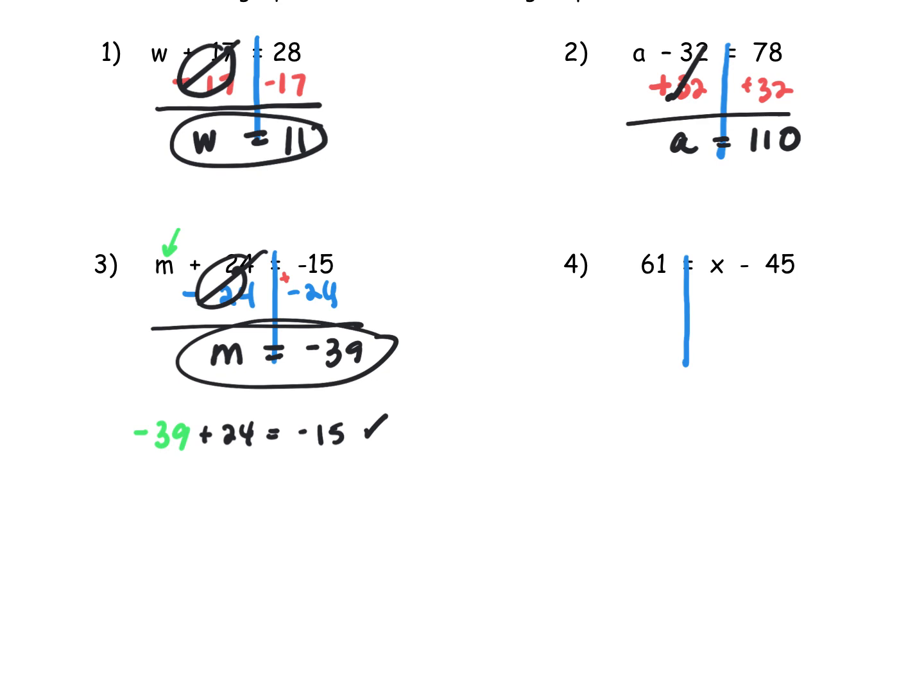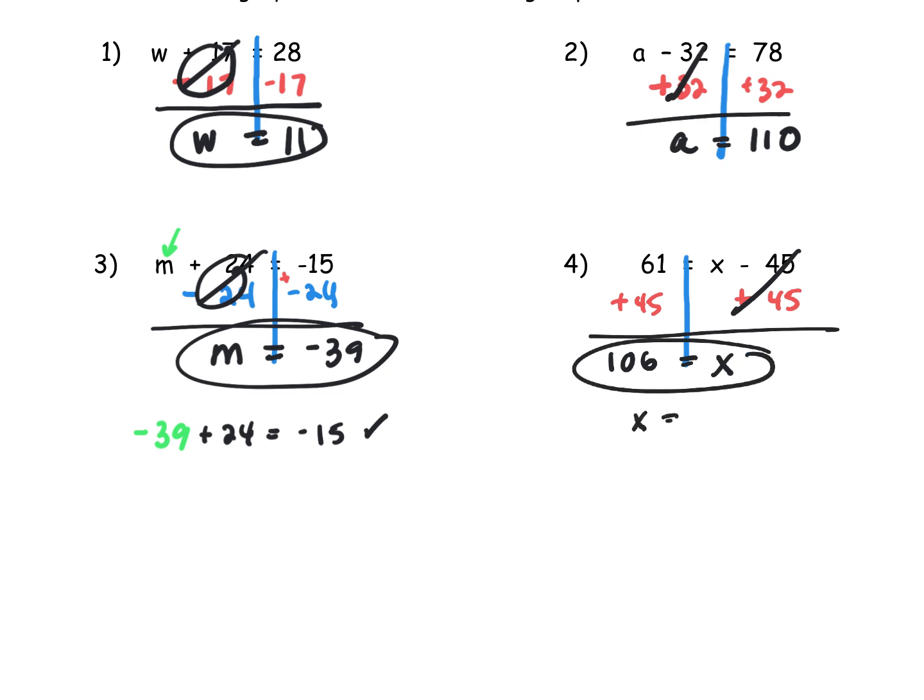We're going to look at the side that has the variable. So x minus 45. I want to start on the side with the variable. I see minus 45, so I'm going to add 45 to both sides. This eliminates the 45, leaving the variable x, and on the other side we have 106. So our solution is 106 equals x, or we could say x equals 106.